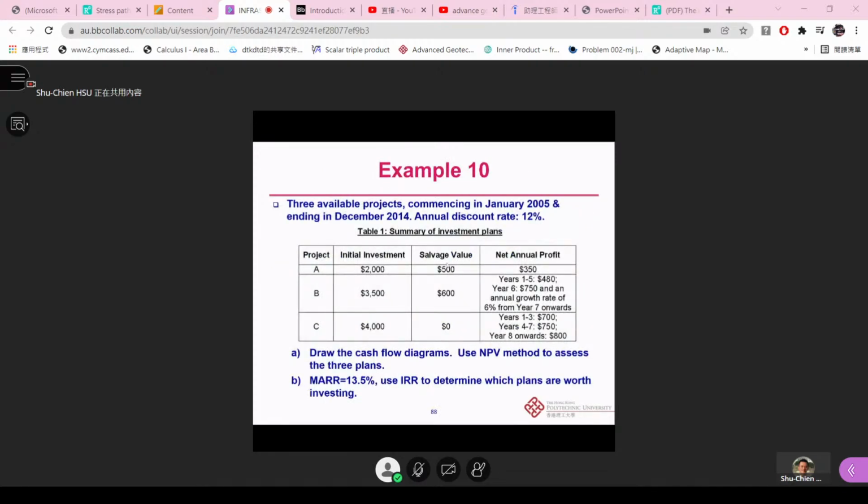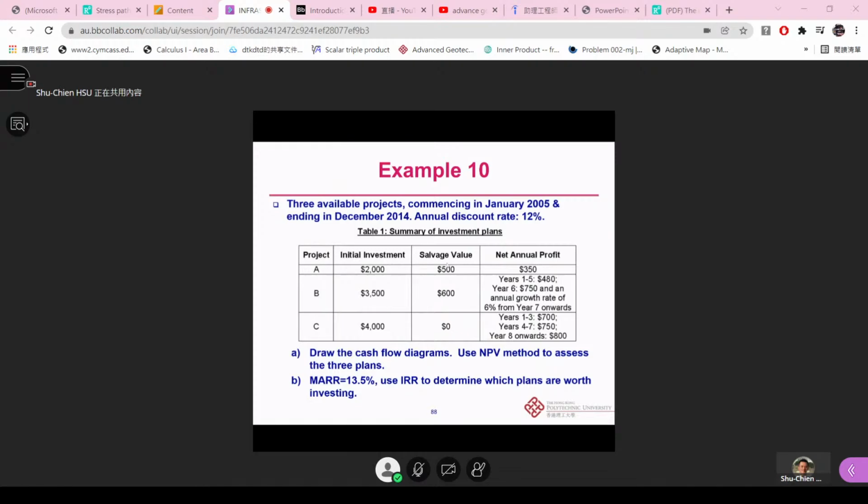So we are going to continue with this concept with Example 10. We have 3 available projects commencing in January 2005 and ending in December 2014, and the annual discount rate is 12%. With that information, we can see in Table 1 the summary of the investment plan. For project A, we have an initial investment of 2,000 and a salvage value of 500.